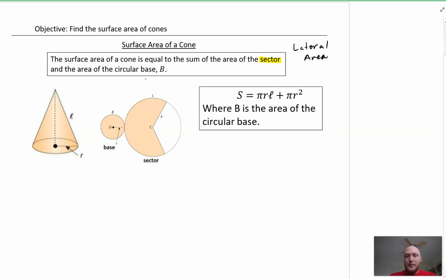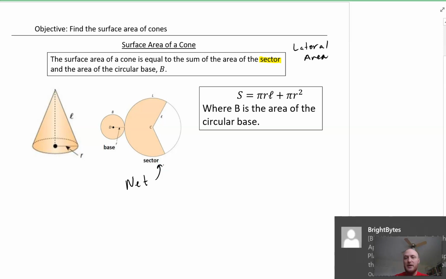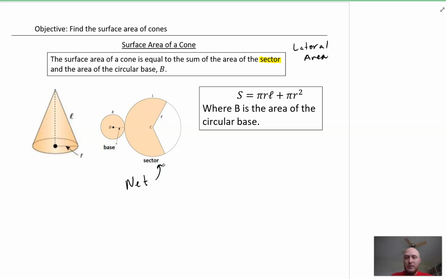Here is what the net of a cone looks like, and that's what we have to calculate the area of. So it would make sense that if I want the formula, I need to know the area of a circle.